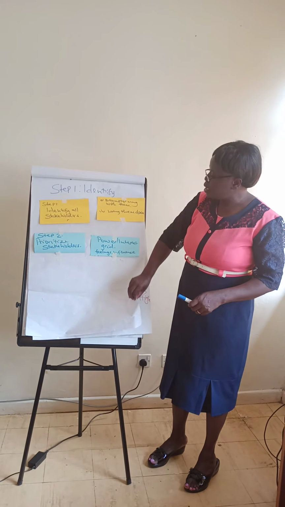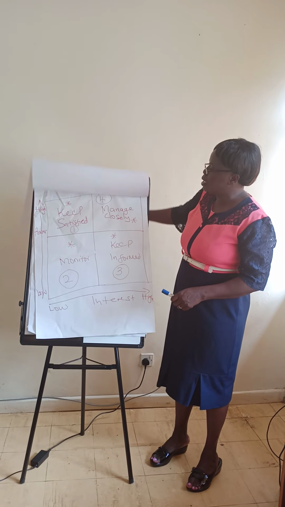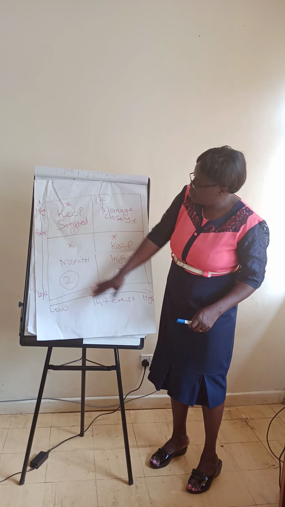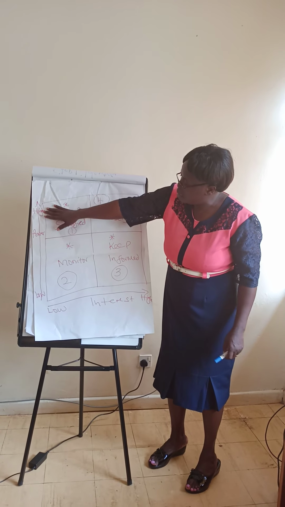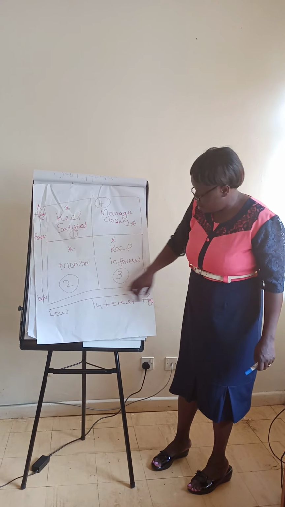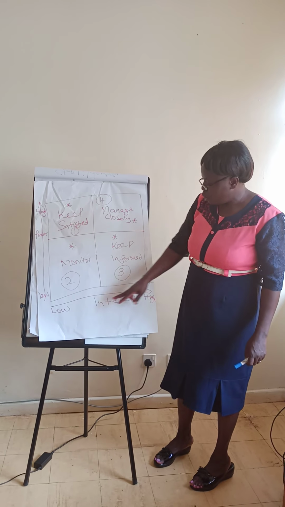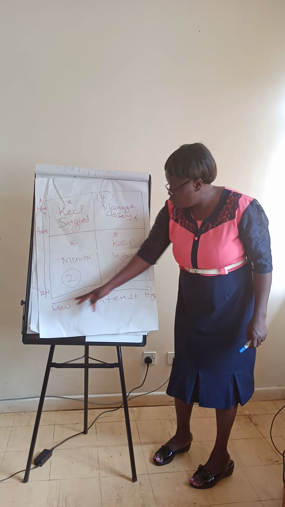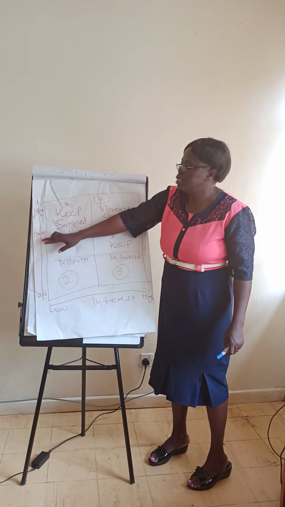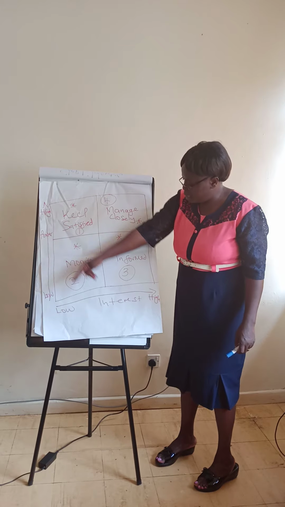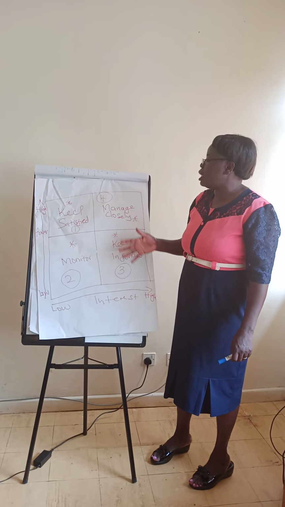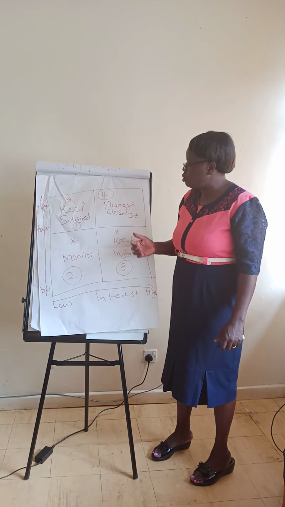The power interest grid is a 4-quadrant grid which looks like this. On the vertical side is power, which is high and low. And on the horizontal margin is interest, which may either be low or high. This can also be represented by influence. Sometimes we have influence here, and here we have importance. The two versions are still okay.